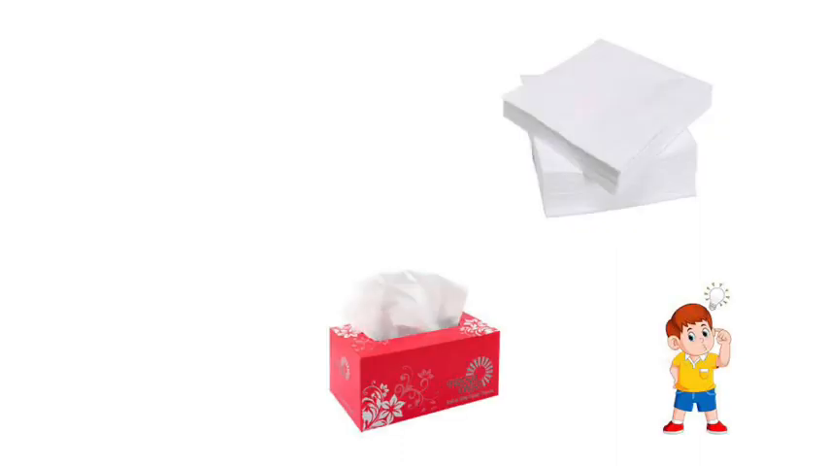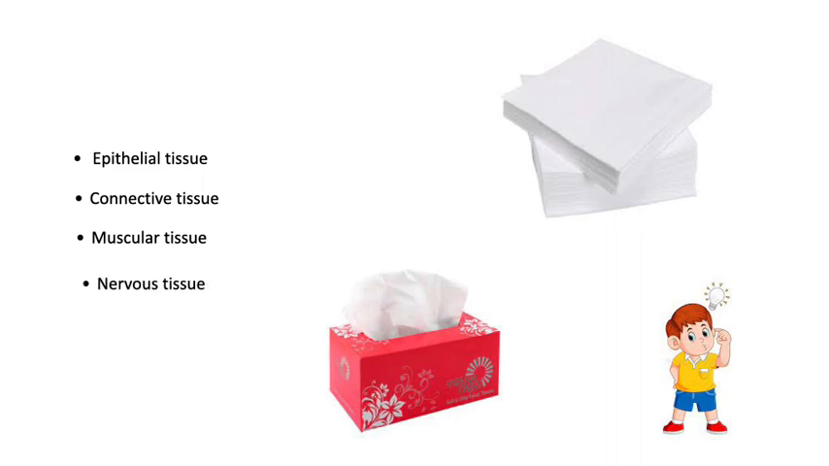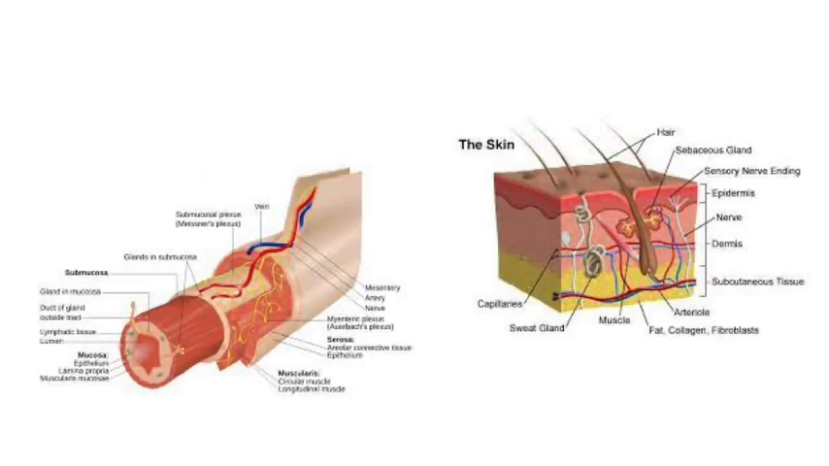What is a tissue? A tissue is made up of a group of cells performing the same function, and the different types of tissue are epithelial tissue, connective tissue, muscular tissue and nervous tissue. These are the questions asked in exam. Various types of tissue. This chapter deals with epithelial tissue.